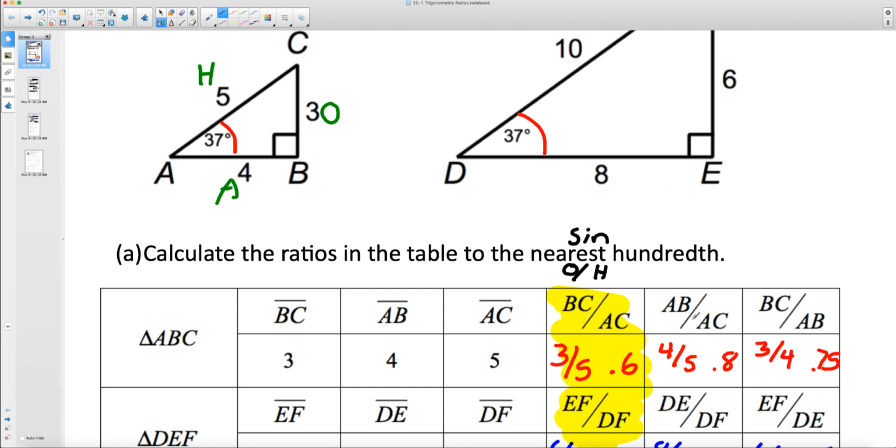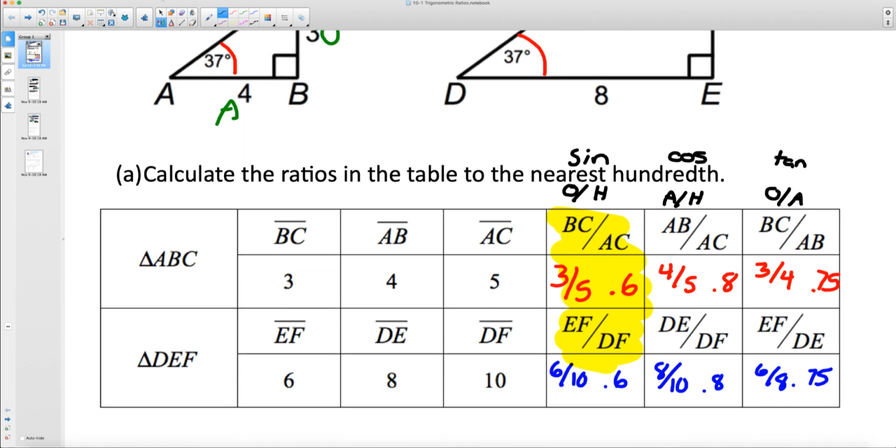This next column, AB over AC, that's adjacent over hypotenuse, and that's cosine. And this last column, BC over AB, that's opposite over adjacent. So we actually just calculated the tangent ratio. And you didn't even know it, but that's what we wound up doing.